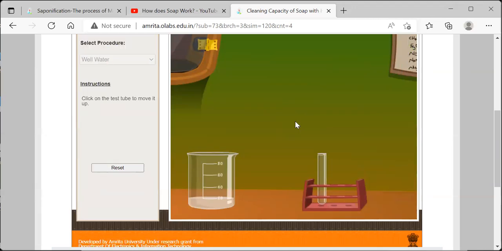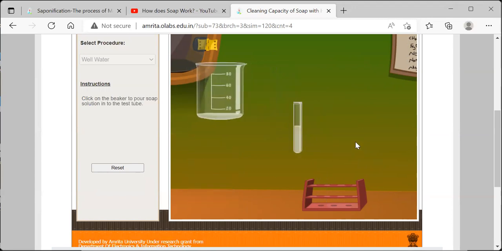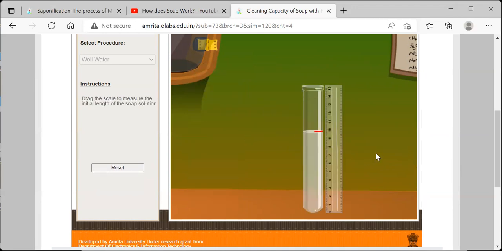Next, we're going to click on the test tube and pour some of that soap in hard water solution. We are going to zoom in. As you can see, the ruler marks that this soap solution starts at 10 centimeters.